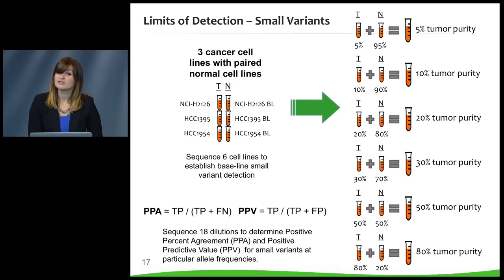So we sequenced all 16 dilutions from this series and ran these through our tumor normal pipeline using the corresponding matched normal. So using these, we calculated our positive percent agreement, PPA, and our positive predictive value, PPV, at certain mutant allele frequency thresholds, as shown above.